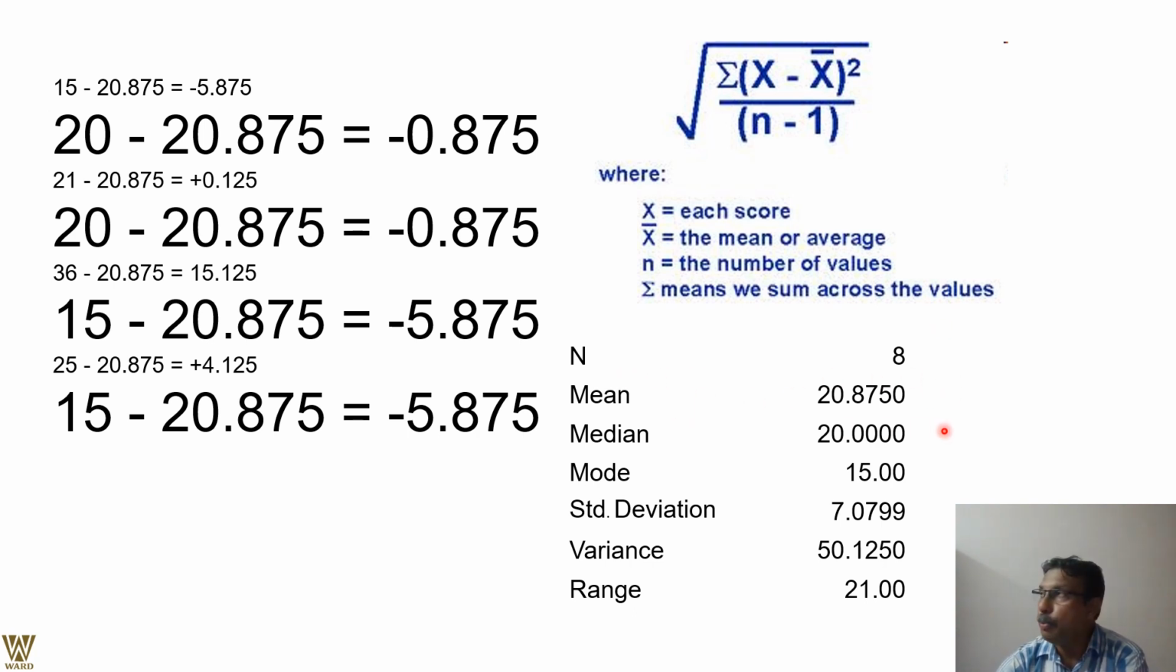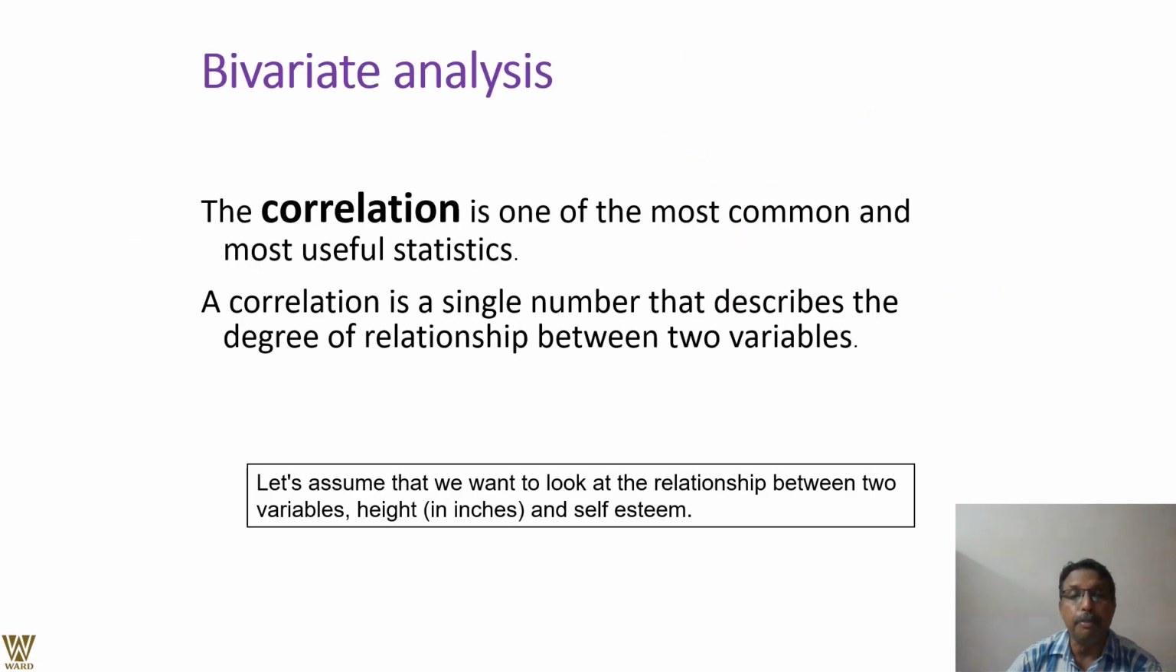The mean is 20.8750. The median is 20, because it was ranked 4th and 5th in order. The mode is 15, because 15 is represented thrice in the data. The standard deviation is 7.070799. The variance is 50.125 and the range is 21, which is 36 minus 15. This is what is meant here.